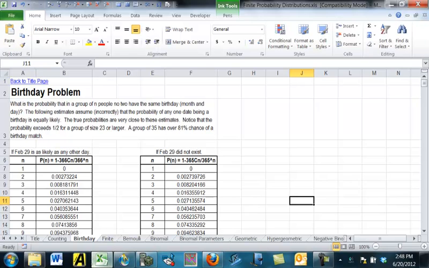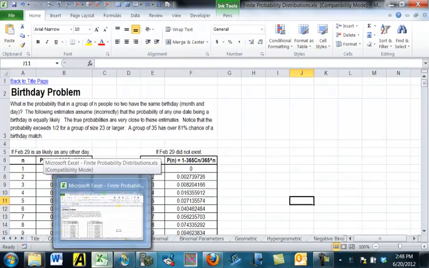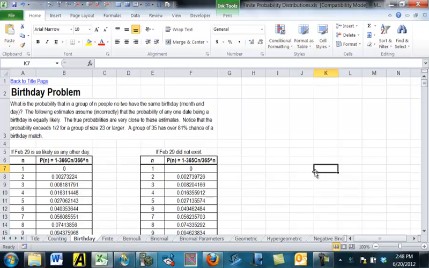Another problem that's kind of interesting is this one. What's the probability that in a group of n people, no two people have the same birthday, the month and day, not the year? Well, this actually turns out to be a very interesting problem and has a sort of counterintuitive answer. At what level do you think it takes before the probability becomes a half?